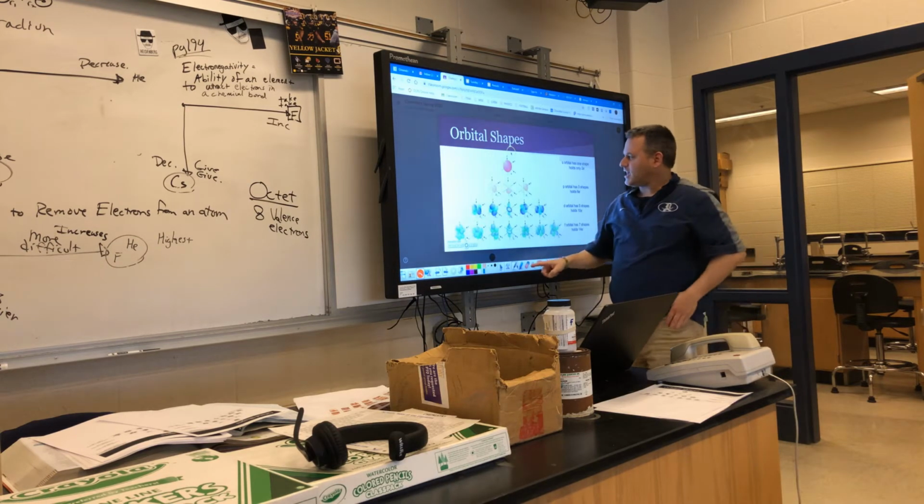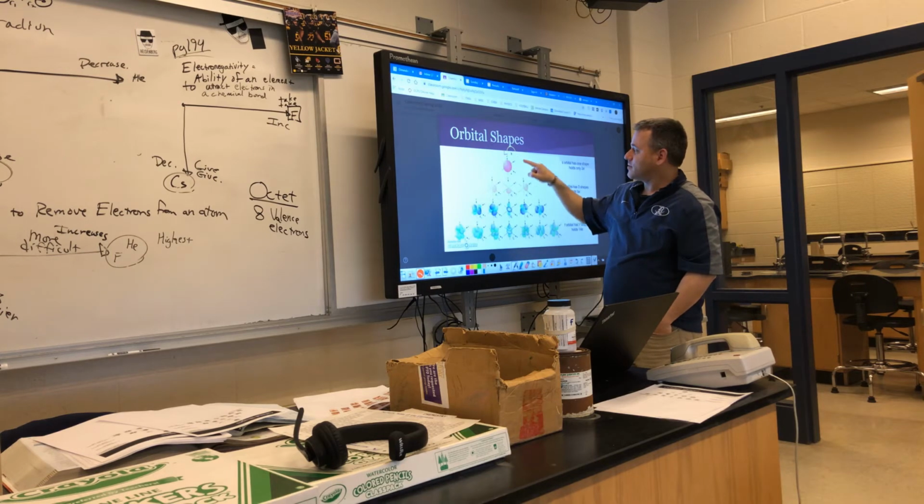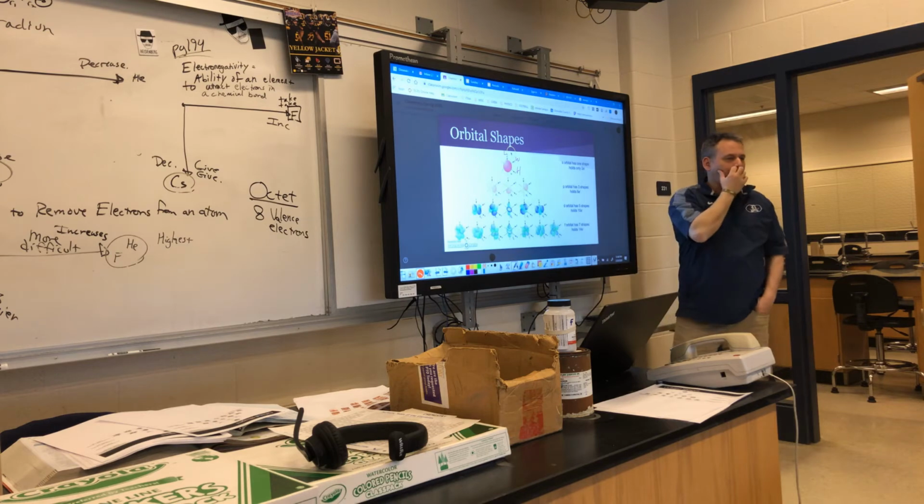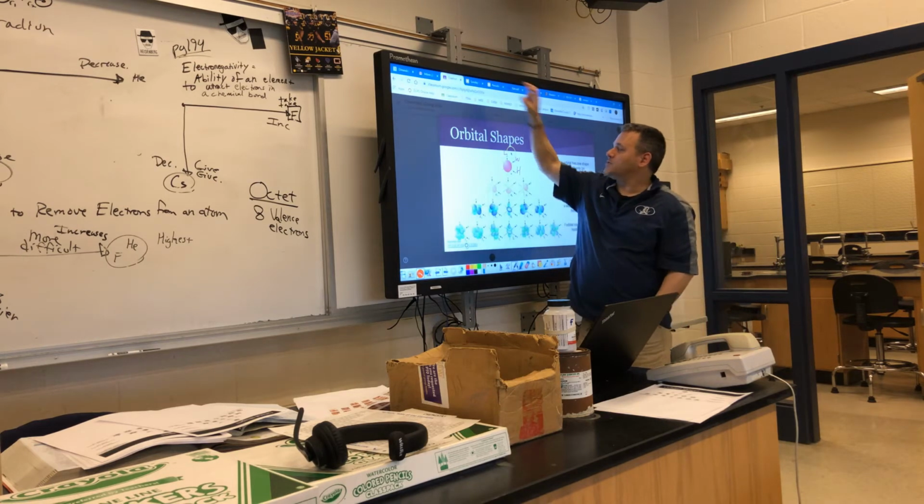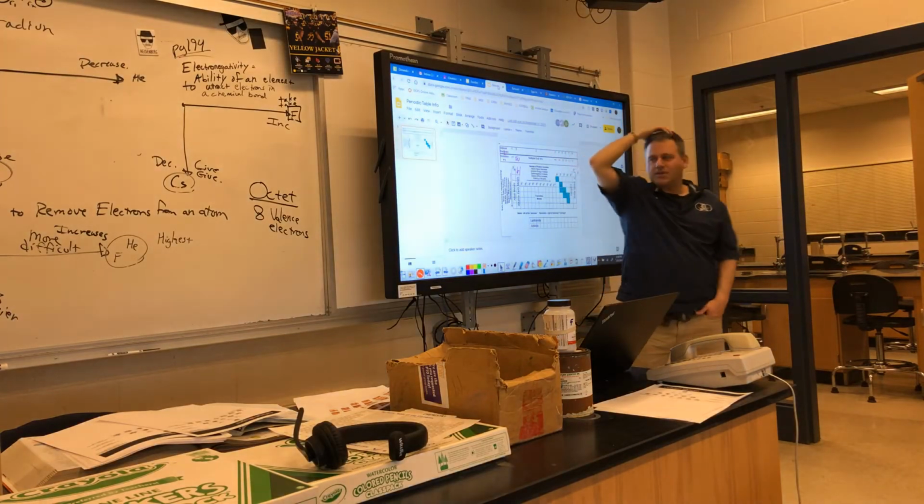You know why there's a Z-axis? Length, width, height. 3 dimensions. Hashtag maths. Okay, so that's what those mean.